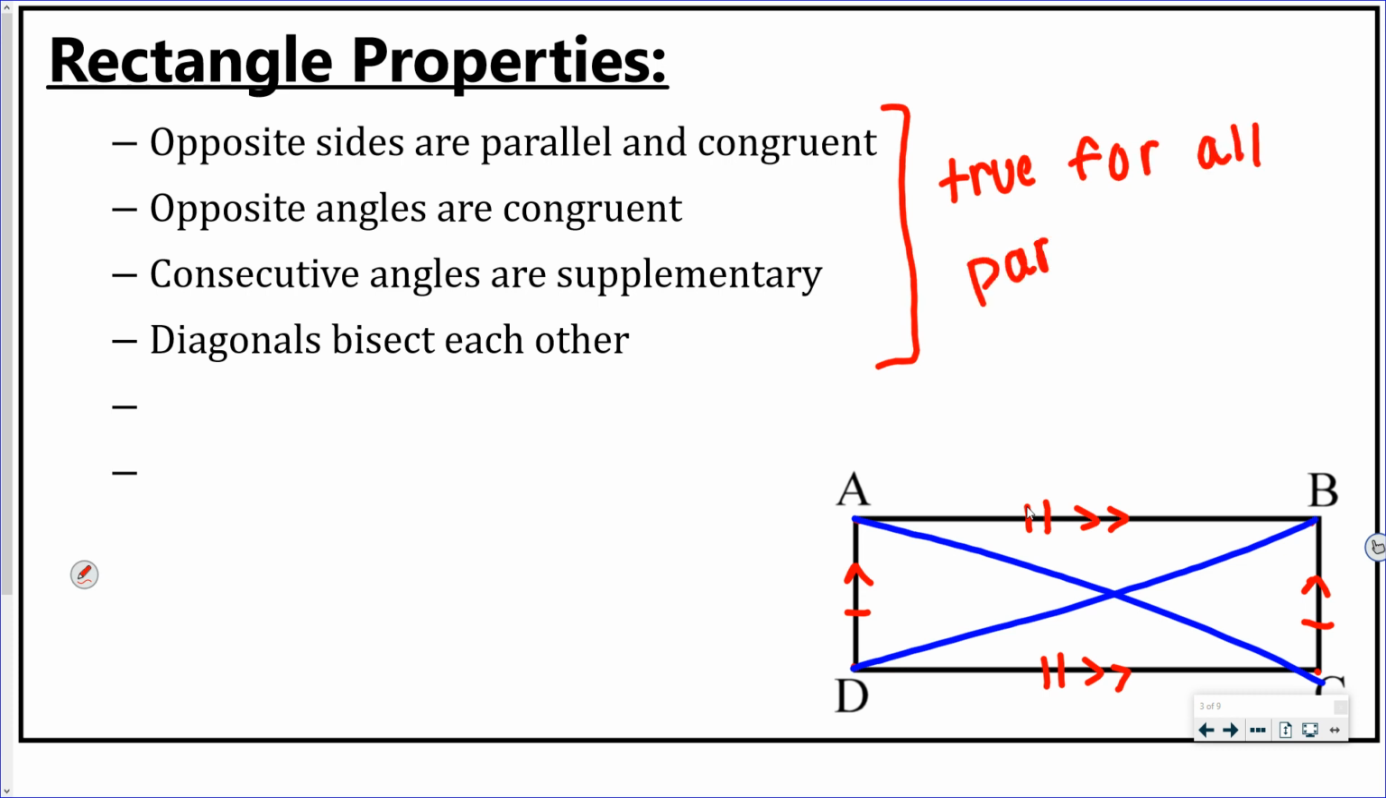What makes a parallelogram a rectangle is 2 things. One's pretty obvious. Anybody think they can guess? What's one thing that's going to make this a rectangle? Ben. All the angles are 90 degrees. Has all right angles. Good. Draw those in. It has 4 right angles, which are 90 degrees.